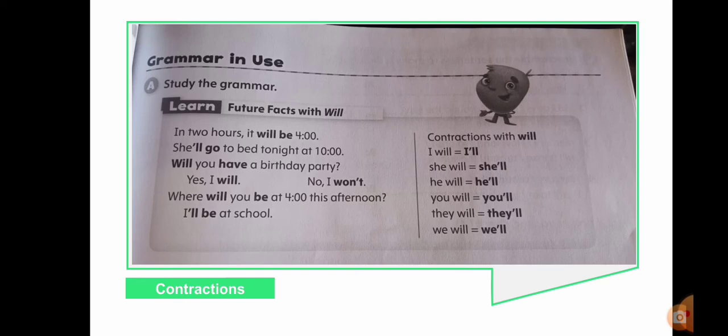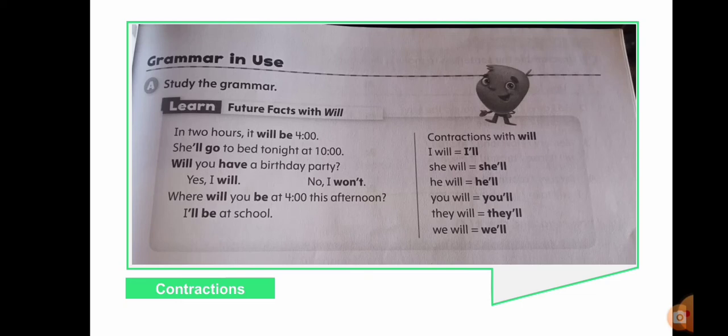Now on the left side, they are telling you how to use will in your statements. In 2 hours, it will be 4. Now she'll go to bed tonight at 10. Now she will, they have combined it and they have written the contraction here.